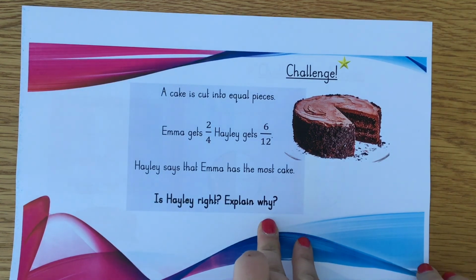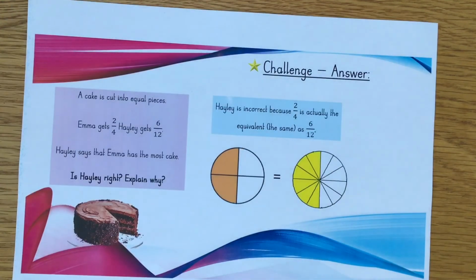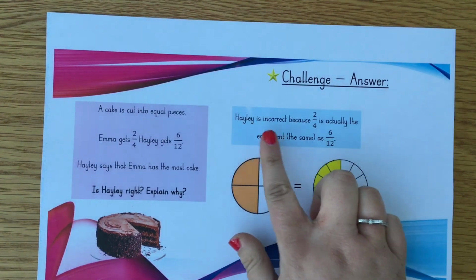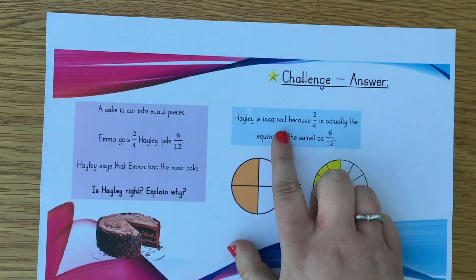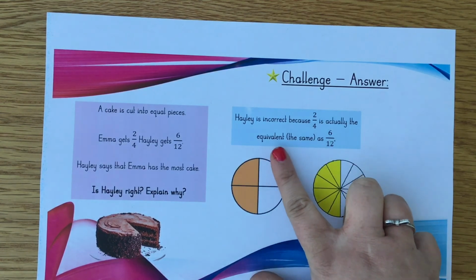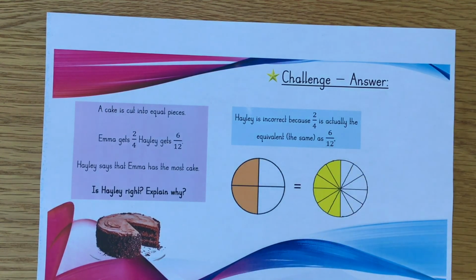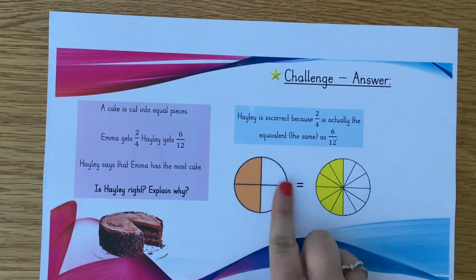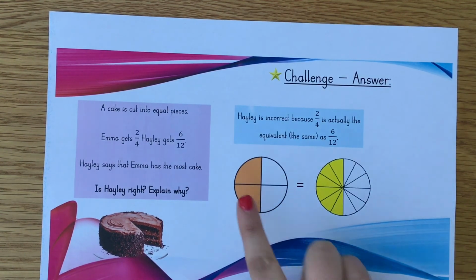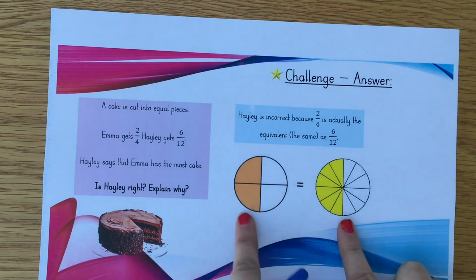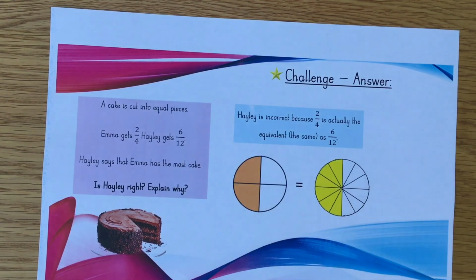Okay, let's have a look then at the answer. So Hayley is incorrect, so she's wrong, because 2/4 is actually the same, it's equivalent to 6/12. So 2/4, imagining that this was the cake, here's 2/4 and here is 6/12. And you can see the amount that's shaded in yellow and orange is actually the same.